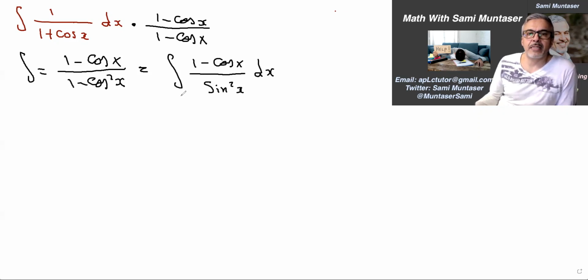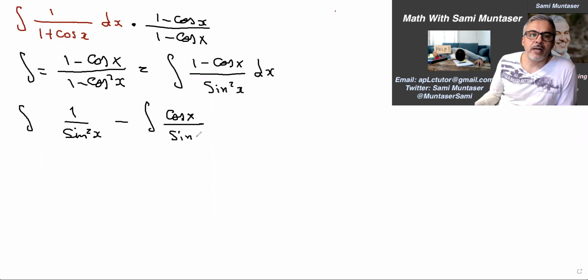So I'm going to split this, so it's going to be 1 over sine squared, and then 1 minus cos over sine squared. So we have the integration of 1 over sine squared x. I don't know why I have an equal sign there, let me get rid of that equal sign. Minus the integration of cos x over sine squared x.